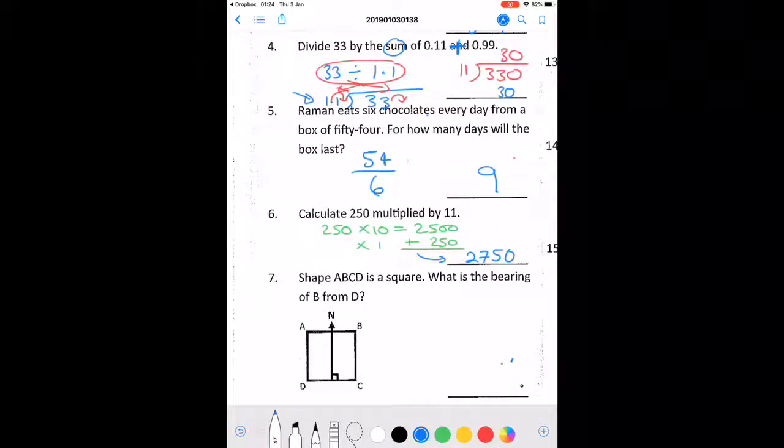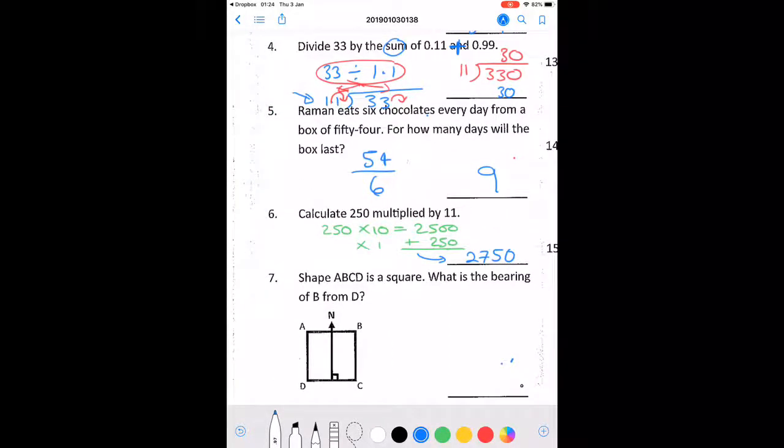Okay, question number 7. Shape ABCD is a square. What is the bearing of B from D? So now remember, when we're doing bearings, it's always start from the D part. So we go in the north direction and we're going to go in that bearing here. Now because it is a square and this angle is 90 degrees, we're doing half of that. So that will be 45 degrees.